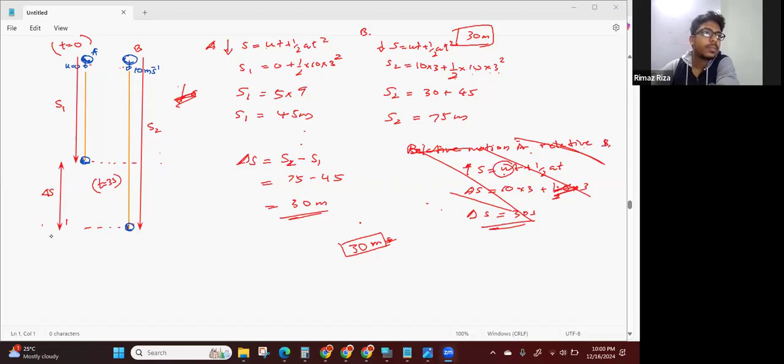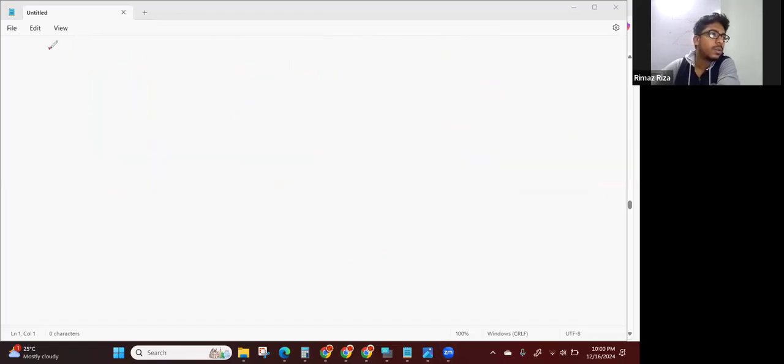Okay, sir. So write this question. Two balls A and B. By the way, this method you can apply only if both the objects are started from the same time, at the same instant.